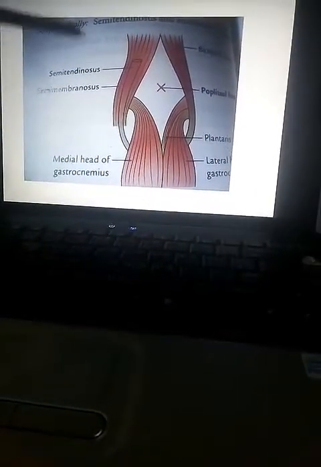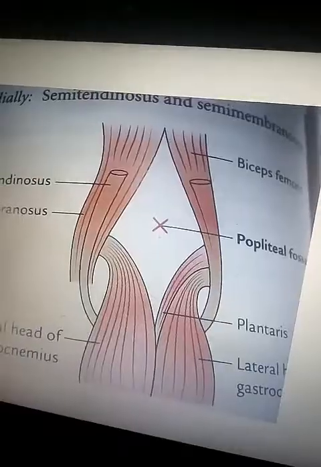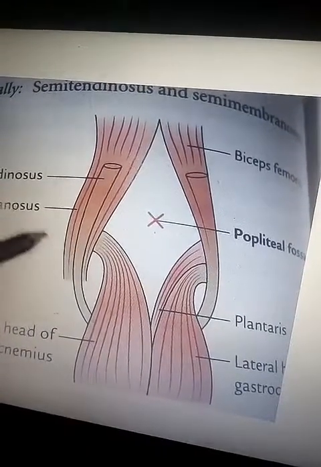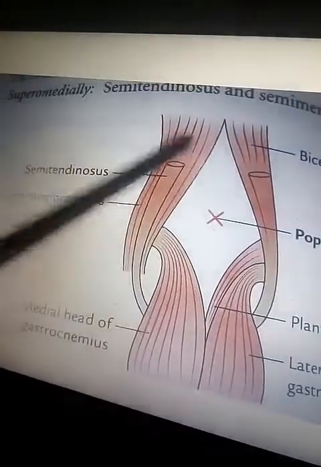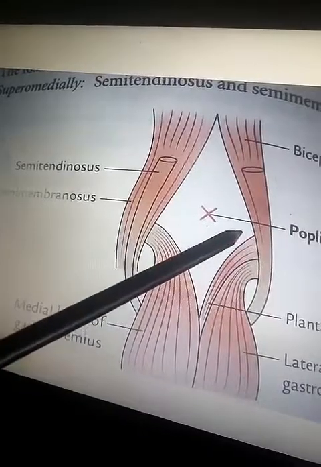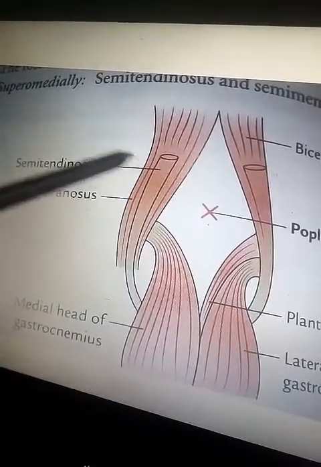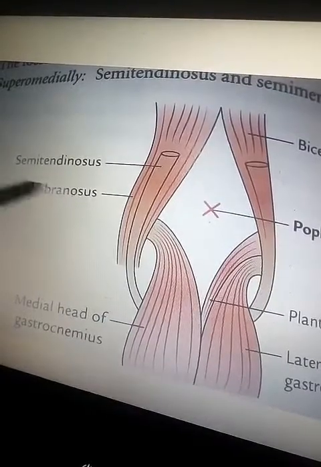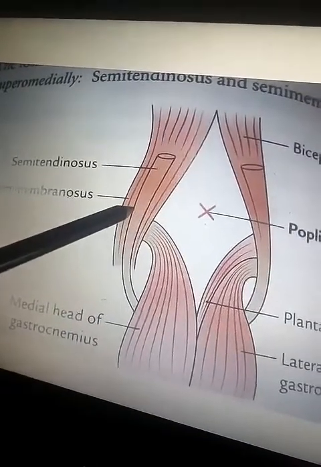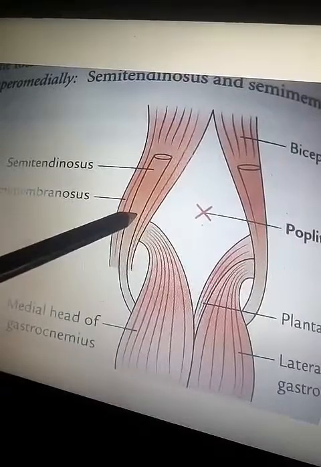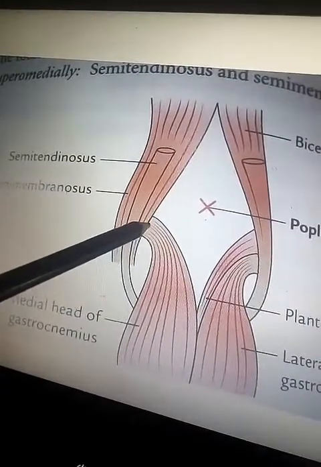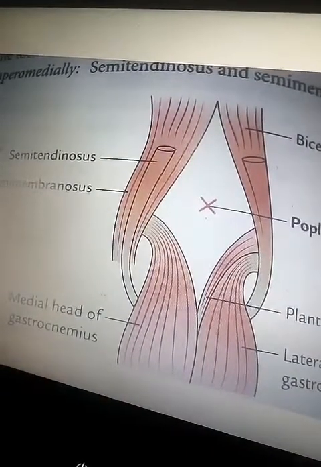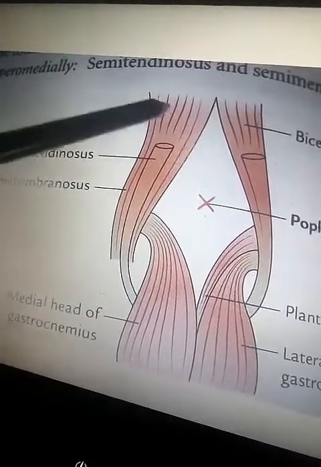Another important topic is the popliteal fossa. Popliteal fossa is a diamond-shaped hollow on the back of the knee joint. It becomes prominent when the knee is flexed. The fossa is an important anatomical region because it provides passage for main vessels and nerves from the thigh to the leg. Now, its boundaries.